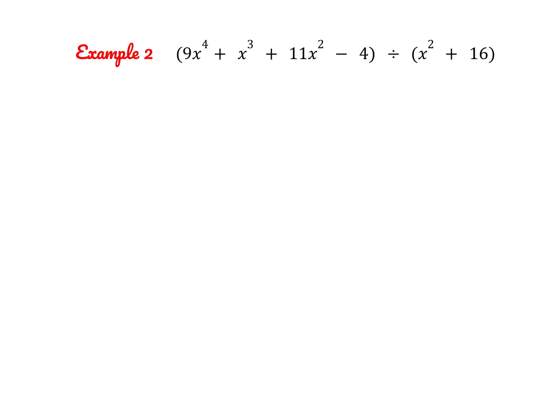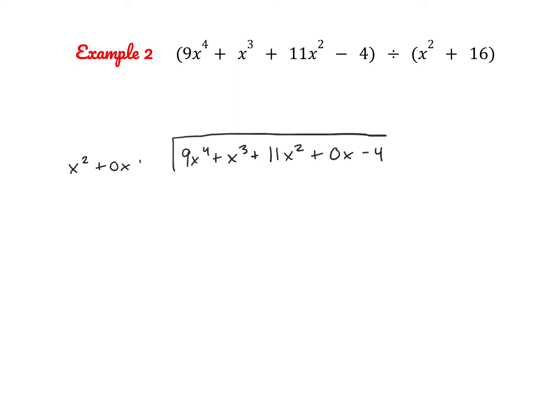Okay, let's try another one together. I'll go a little bit faster with this one. So this first polynomial, you'll notice that we are missing an x term. So we are going to make sure to have a placeholder there. So we have 9x to the fourth plus x cubed plus 11x squared, and I'm just going to say plus 0x minus 4. And then in this polynomial, we're also missing an x term, so I'll put a placeholder there as well. And then we're going to start our process.